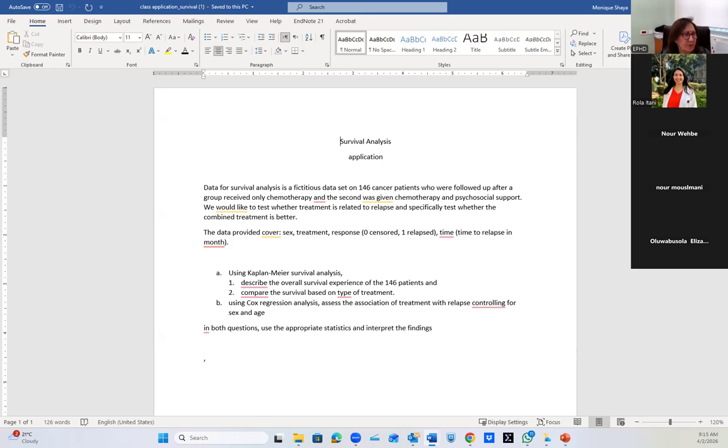As I said, the data have sex, treatment, response, where 0 is censored and 1 is relapsed, and the time to relapse in months. Okay, so we'd like to describe the overall experience of these patients and compare the survival based, of course, on the main exposure, which is the type of treatment, and maybe look at how survival behaves with the other covariates, sex and age. And at the end, we want to use Cox regression to assess the association of the treatment with relapse, controlling for sex and age.